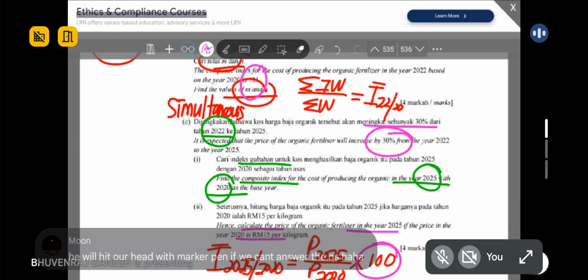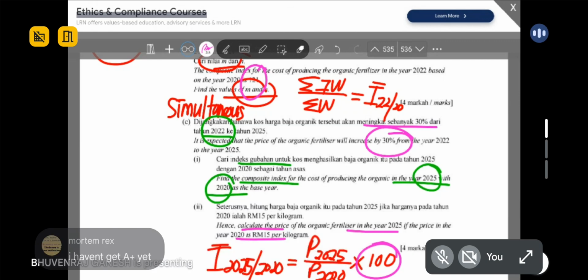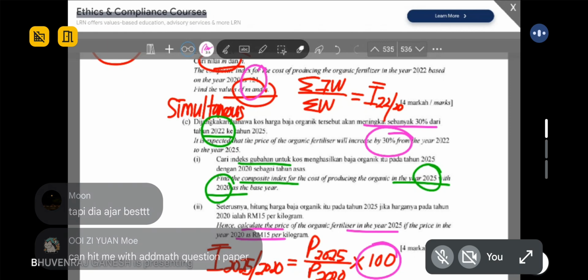He will hit our head with marker pen if we can't answer the question. Really? Oh my god. Okay. This one is my type. Kai, I hit you with the calculator is worse, or someone hit you with the marker pen is worse? You tell me which one feel more pain, marker pen or calculator? Common sense. Calculator, right? Calculator is much bigger, right?